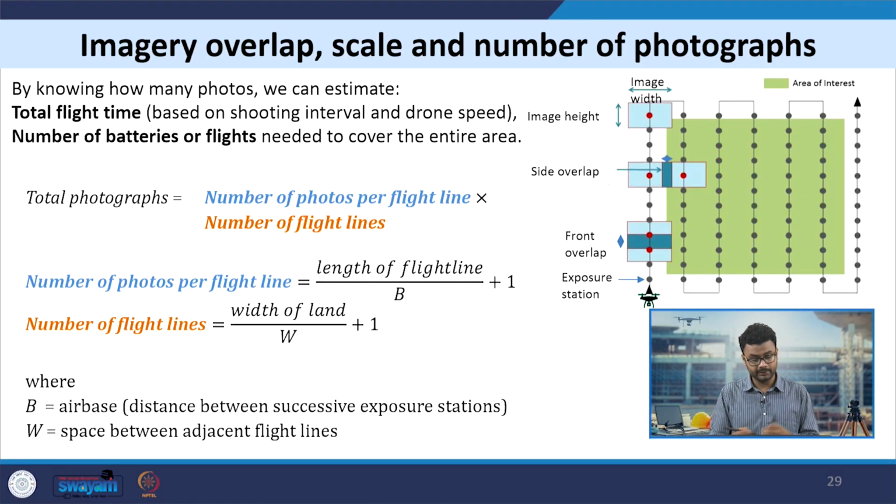So the total number of photographs in a flight plan is given as the number of photos per flight line times the number of flight lines. The number of photos per flight line is given as the length of the flight line divided by the airbase, plus 1, where the airbase is the distance between successive exposure stations. And the number of flight lines is given by the width of the survey area divided by the space between adjacent flight lines, plus 1.